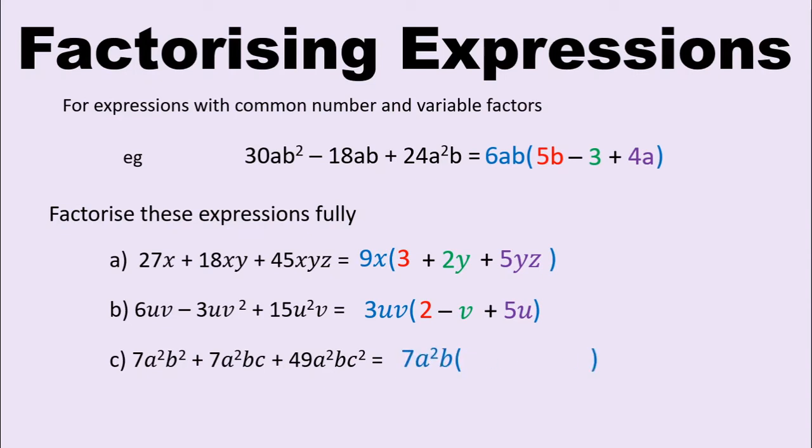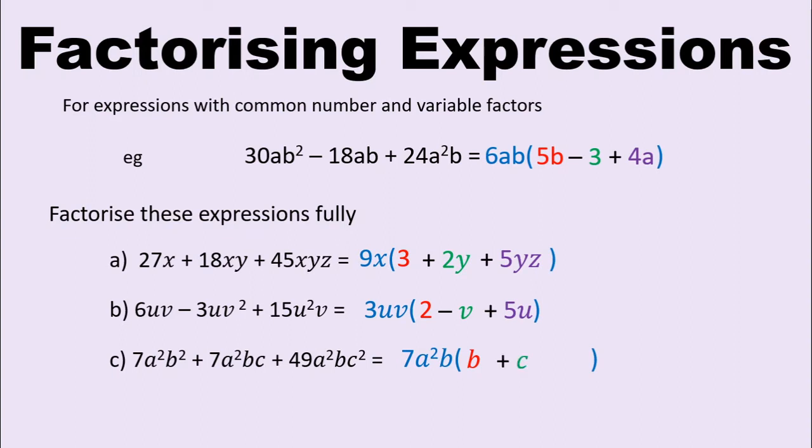If I divide the first term by 7a squared b, the 7 divided by 7 would be 1, the a squared divided by a squared would be 1, and the b squared divided by b would be b. So that's 1b, or simply b. My second term, again, 7 divided by 7 would be 1, a squared divided by a squared would cancel out, that would be 1, b divided by b, that would be 1, and c, positive because it was a positive term, divided by positive 7a squared b, so plus c.